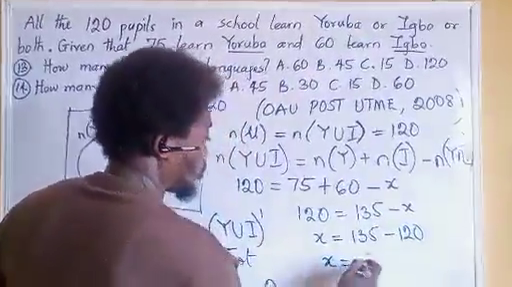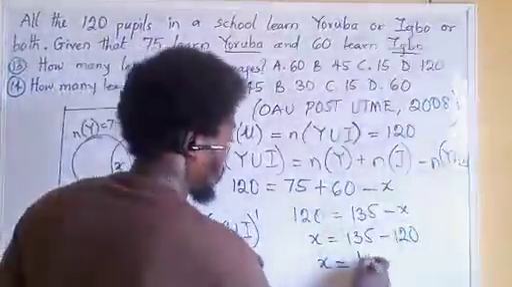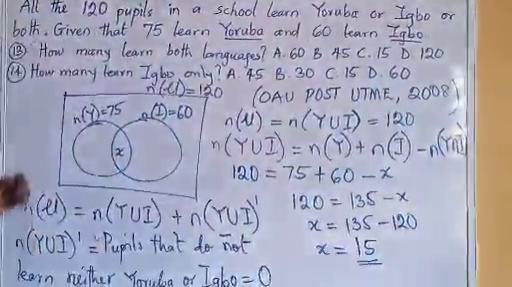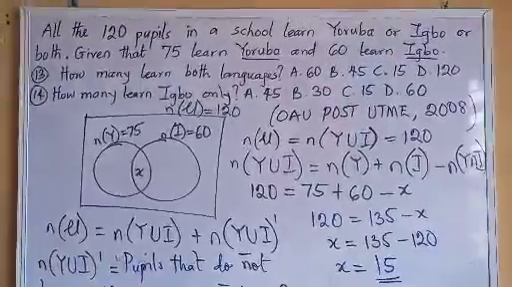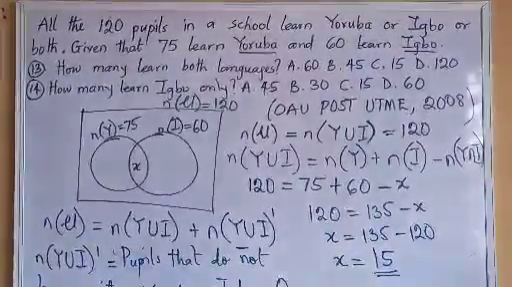And then our x will now be equal to what? 135 minus 120 is equal to 15. So those that did both is equal to what? It is 15. From here we proceed and then we calculate for the second one.